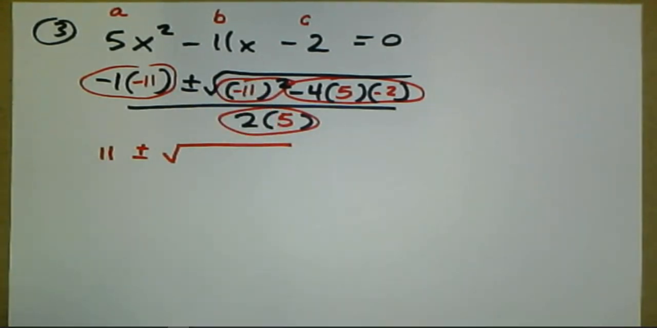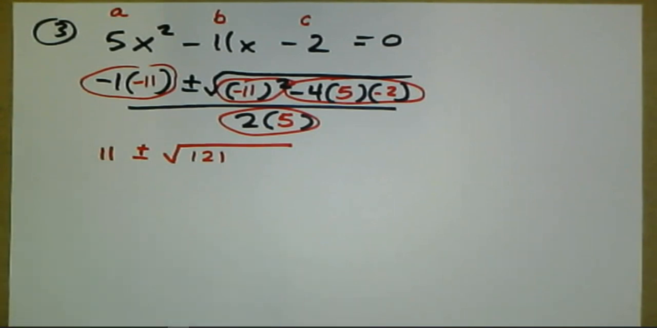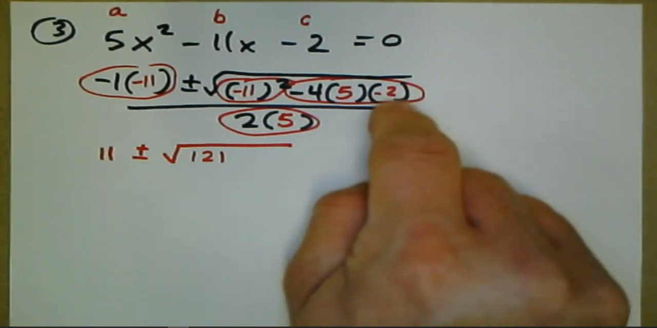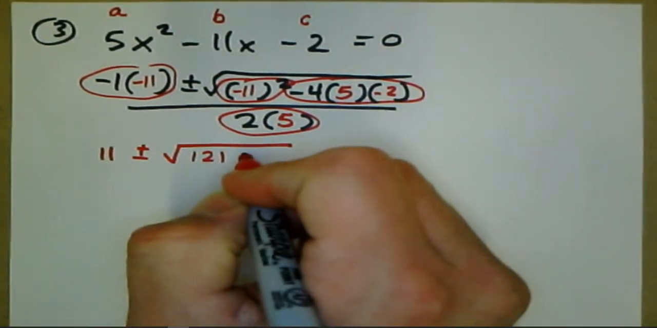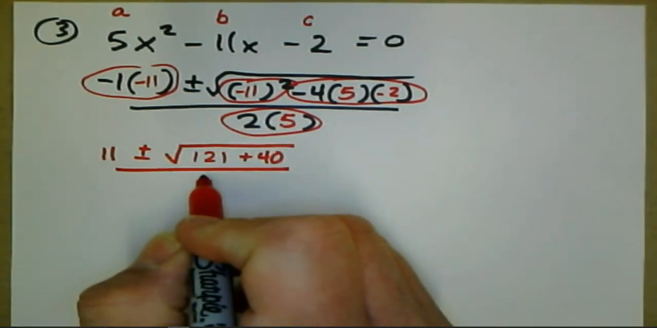What is it? 121. Will it ever be negative 121? No, never. It's squared. It's impossible for it to become a negative number, okay? Any negative times itself, which is a negative times a negative, is a positive, all right? Negative 4 times 5 is negative 20 times negative 2 is 40. Correct, thank you, Rome. And 2 times 5, 10.